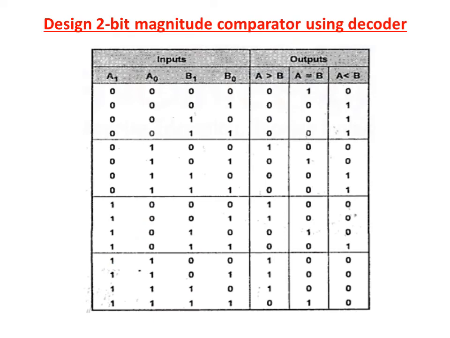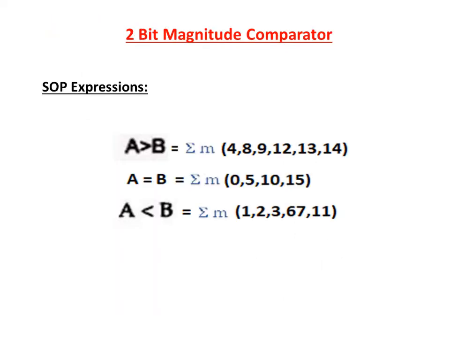Design the 2-bit magnitude comparator using a decoder. The 2 input numbers are A and B. So A is represented as A1 A0 and B is represented as B1 B0, and the outputs are A greater than B, A equal to B, and A less than B. So this is the output table of the magnitude comparator. From this table, we are going to take the SOP terms. Now from the truth table, we are getting the SOP expressions for A greater than B, A equal to B and A less than B.